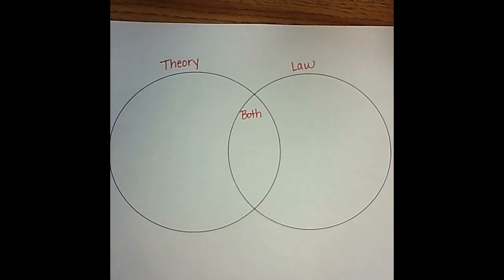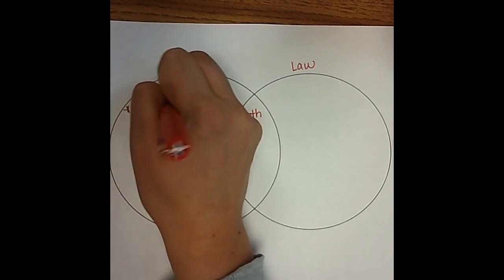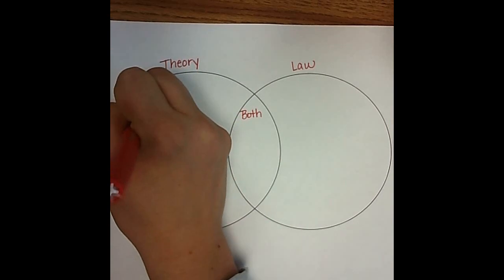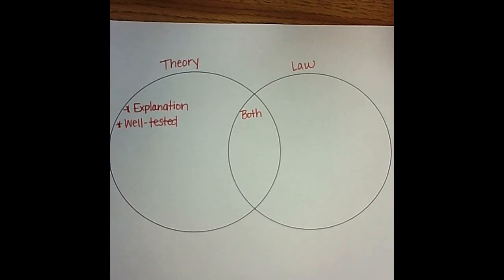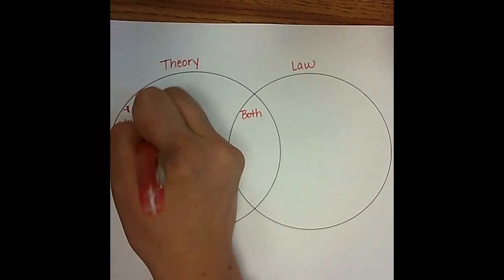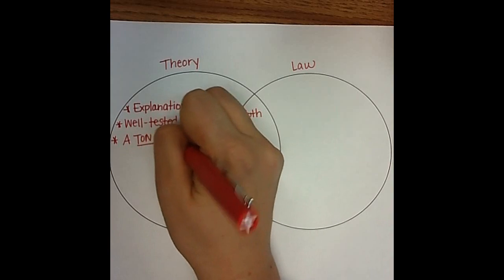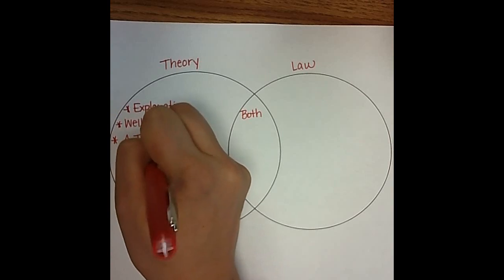So for theory, okay, a theory is an explanation. It's going to explain something in science. Okay, it is well tested. That means that it has been experimented over and over and over again. And because it is well tested, it has a ton, and I say a ton just as in a lot, of evidence to support it.